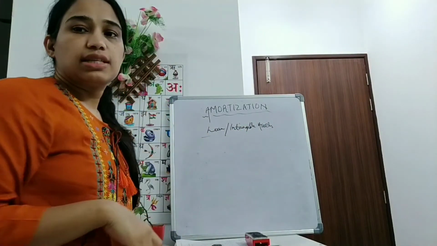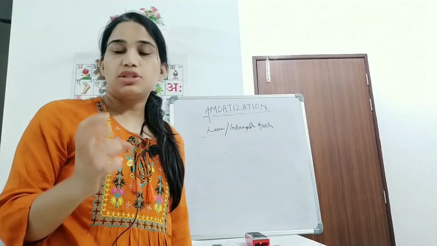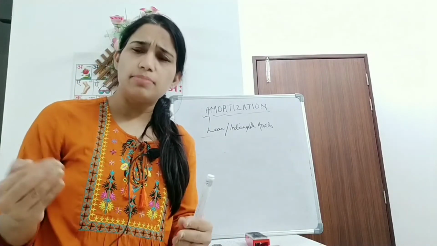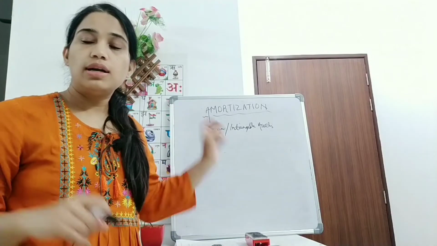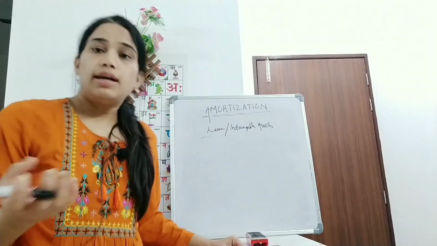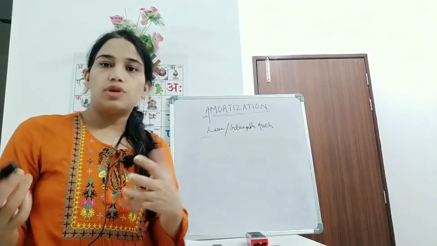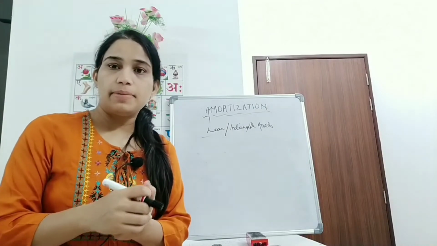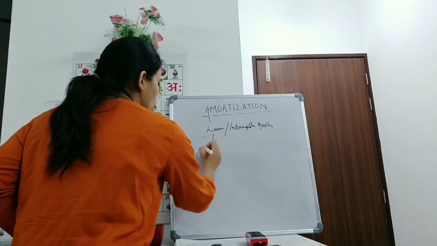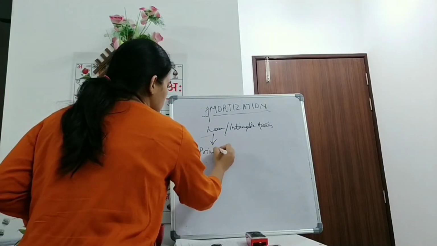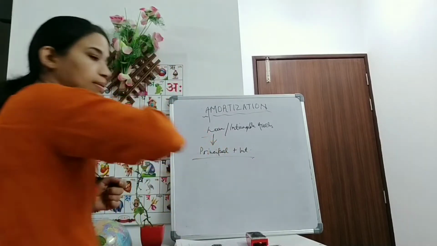Firstly, if a company has taken a loan, then it decides an amount of amortization, or you can say the installments amount. In very simple words, the company decides the installments amount to repay that loan yearly. So it reduces the burden of the company for a loan, because we are making regular payments of principal plus interest. So initially, first we will discuss the loan. So principal plus interest, the company is going to repay every year.